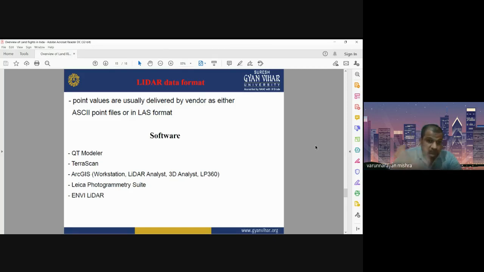But all the softwares are not free. These are proprietary softwares. You need to purchase these softwares. So till now, no open source software is available to process the lidar. So that's why working on lidar data or lidar surveying is a costly practice. You need to have a good amount of fund. You need to have these kind of software to process that data set. These are some standard softwares, but all are proprietary. There are no open source softwares.